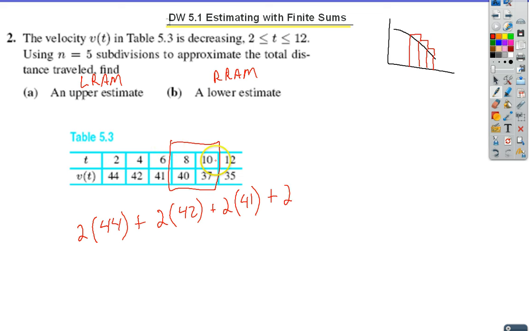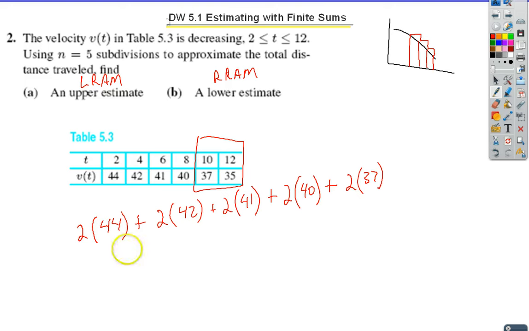2, because 10 minus 8 is 2. 40 and 37, I'm going to choose the 40. Plus, got one more to do. The difference between 12 and 10 is 2. 35 or 37, I'm going to choose the 37. Okay, and that's what you have to do to do this. And then you go ahead, multiply everything out, and add it up.